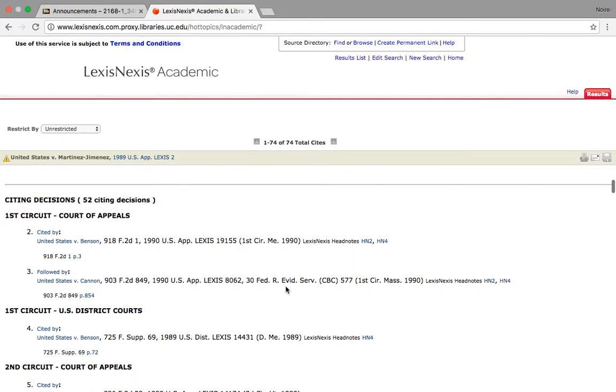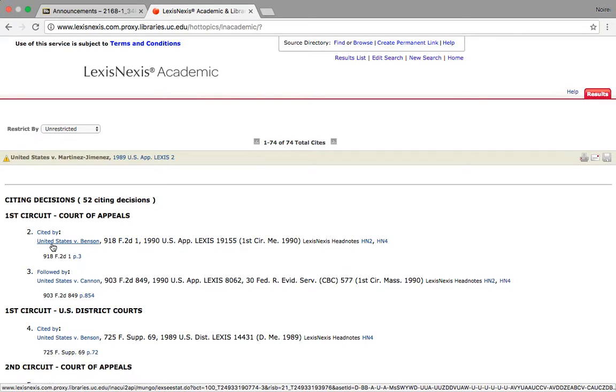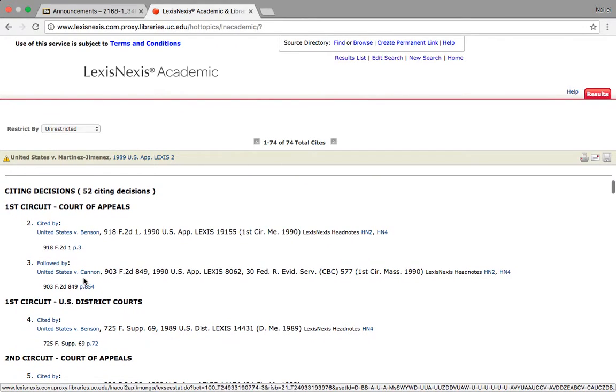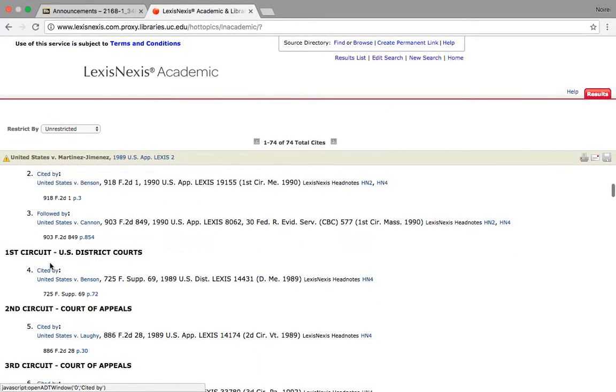And so the beauty of the Shepard citation, it's going to tell us, because this was a United States decision, from what different jurisdictions the cases where it was actually cited. So in the First Circuit Court of Appeals, it was cited in United States v. Benson, but it was actually followed in a United States v. Cannon case that came out of the First Circuit Court of Appeals. Then there was a First Circuit United States District Court.